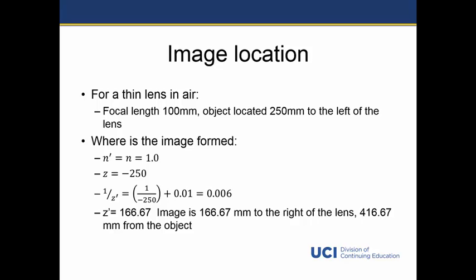So I can use my equation from the previous lecture, and the one before that. So n'/Z prime is equal to n/Z plus phi, and if my focal length is 100, my power is 1 over 100, and if I do the math, the 1 over Z prime is equal to 0.006, so Z prime is about 167. So my image is formed 167 millimeters to the right of the lens, which means it's 417 millimeters from the actual object position.